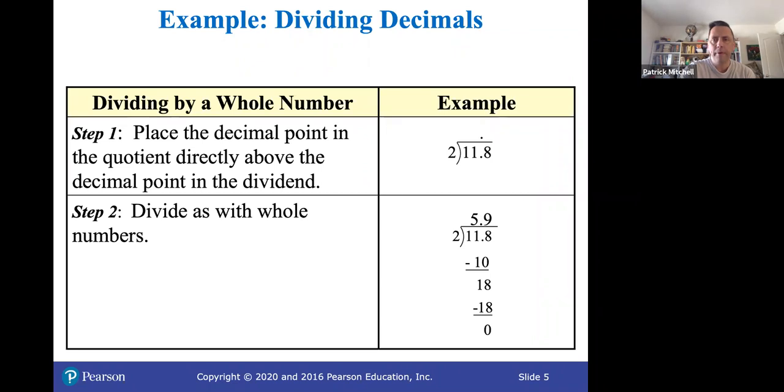So here's an example. We're dividing 11 8/10 by 2. You see the first thing I've done here is place the decimal point directly above this decimal point. And then you're going to have to dust off your long division. 2 into 11 goes 5 times. 5 times 2 is 10. 11 minus 10 is 1. Bring down the 8. Sorry, this is not lined up perfectly.